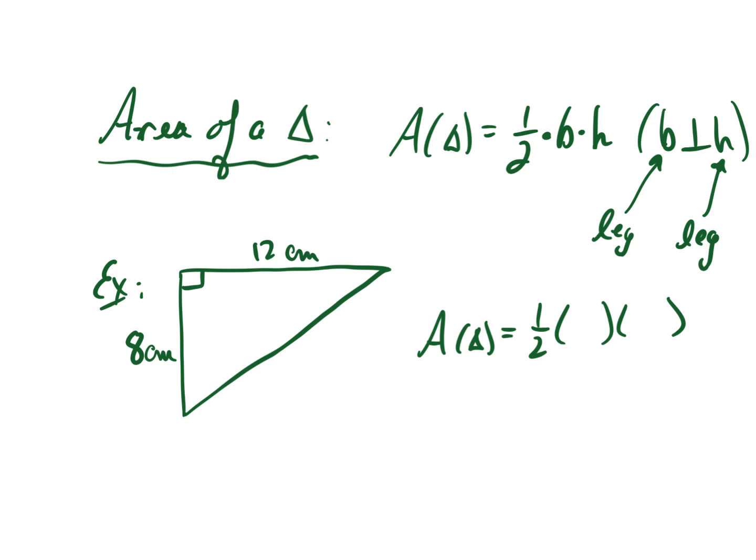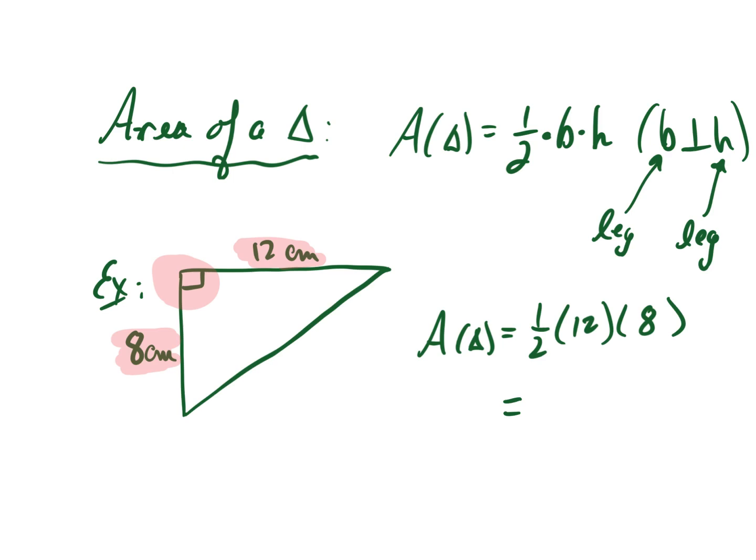And is that what we have in the picture? Are the two sides that you know perpendicular to each other? Sure, we know this side is 12, this side is 8, and you see the right angle. So the two sides that are given are the base and height. So one of these is 12 and the other one is 8. Doesn't matter which is which because we're multiplying.